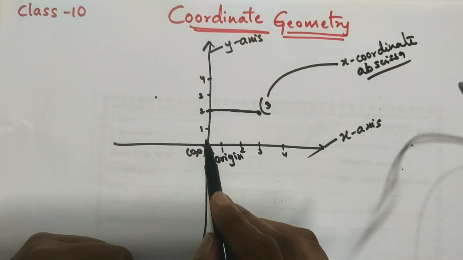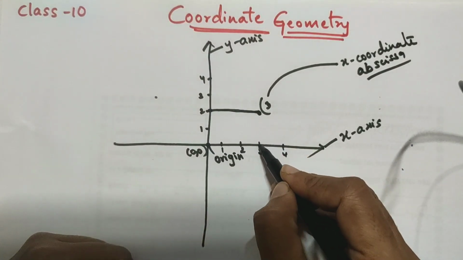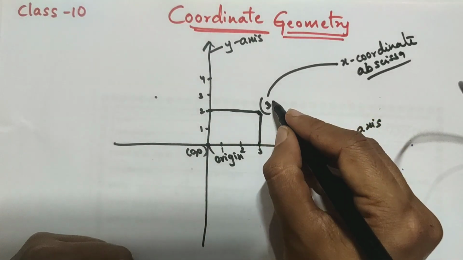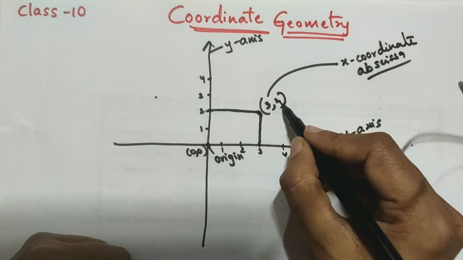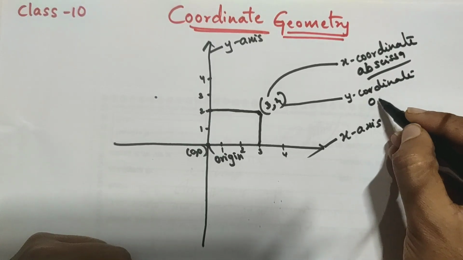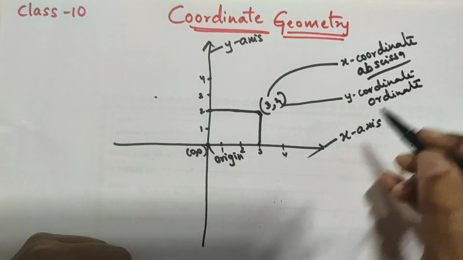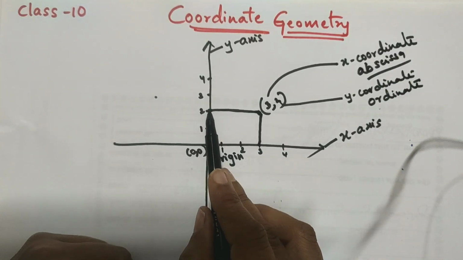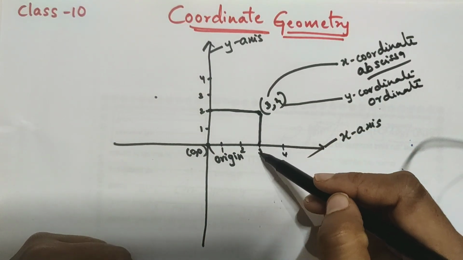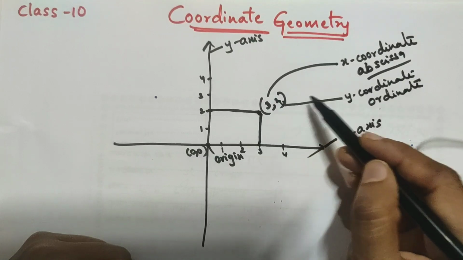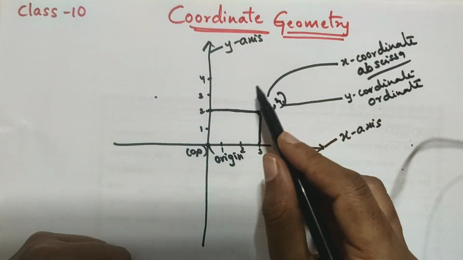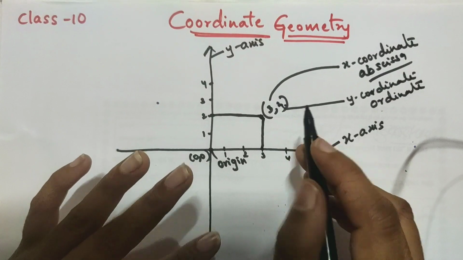Now what will be the point for y? So now I am taking it from here. It is the distance from the x-axis, which is 2. So this point will be 3, 2, and this 2 is called the y coordinate, or only ordinate. I hope it is understood. If I take the distance from the y-axis to the point, I call it the x coordinate or abscissa. If I take the distance from the x-axis, I call it the y coordinate or ordinate. So these are the coordinate axes and coordinates, these are the points.